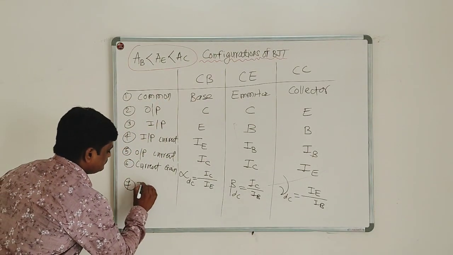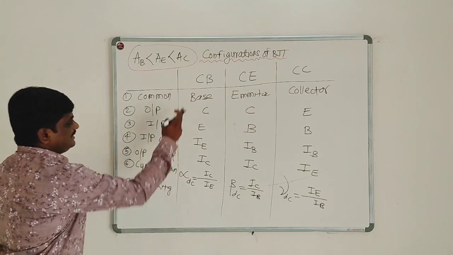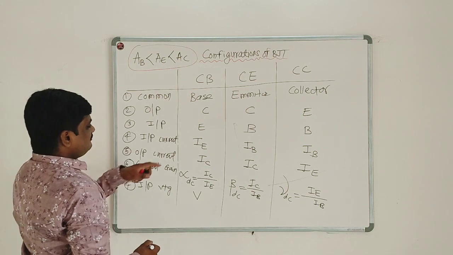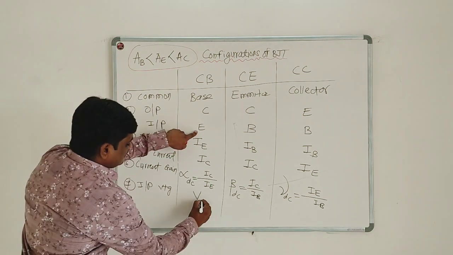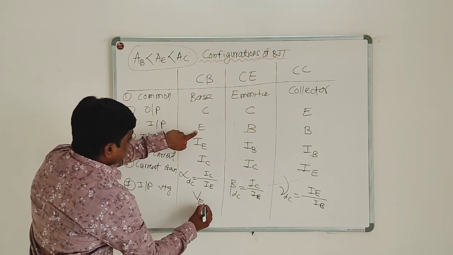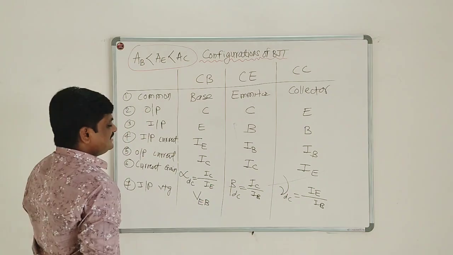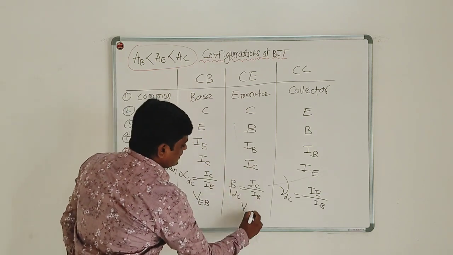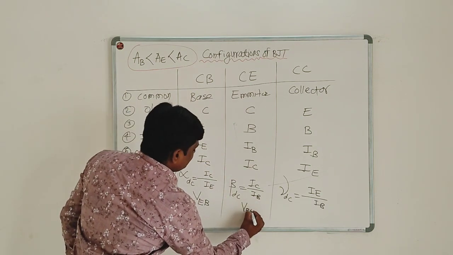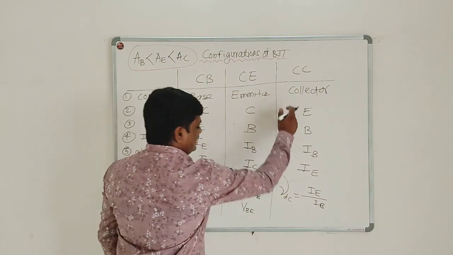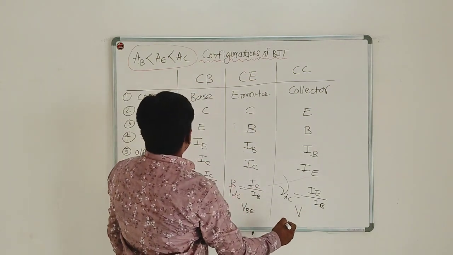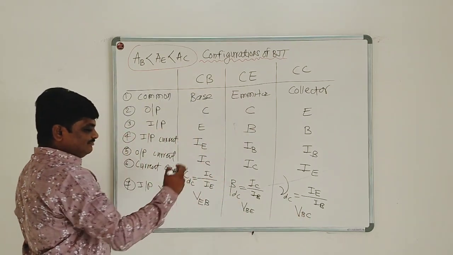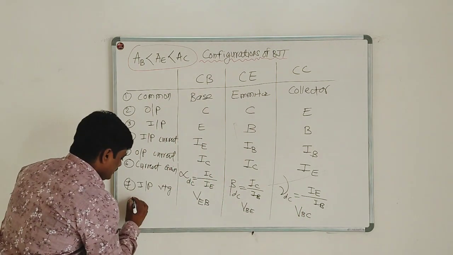Input voltage here in common base configuration: V for voltage, and as it is applied between the input terminal and common terminal, the input terminal is E here and the common terminal is base. So that is why it is VEB. Here in common emitter it is V, input terminal is base and common terminal is emitter, so VBE. And last, in common collector configuration, the input terminal is base and the common terminal is collector, so that is why VBC.